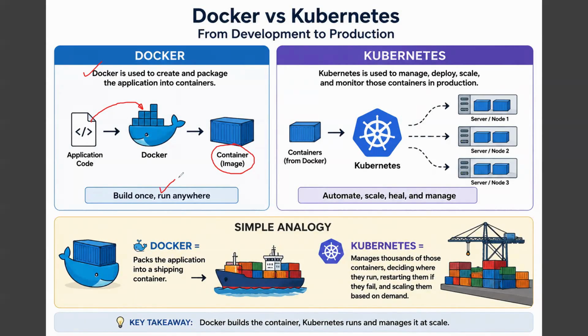Build once, run anywhere. But when it comes to Kubernetes, Kubernetes is used to manage, deploy, scale, and monitor those containers. So it is going to monitor these containers in production. For example, here you can observe the containers from Docker, and Kubernetes is going to deploy them and monitor them in production. You can observe this is node 1, this is node 2, and this is node 3. It is going to monitor each and every container in production.